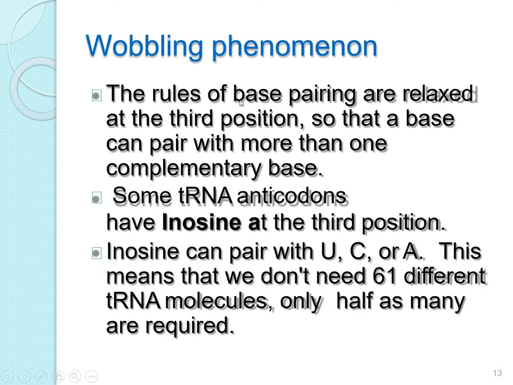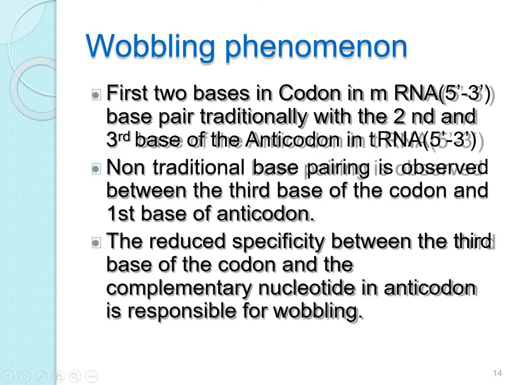Wobble phenomenon. The rules of base pairing are relaxed at the third position, so that a base can pair with more than one complementary base. Some tRNA anticodons have inosine at the third position. Inosine can pair with U, C or A. This means that we don't need 61 different tRNA molecules. Only half as many are required.